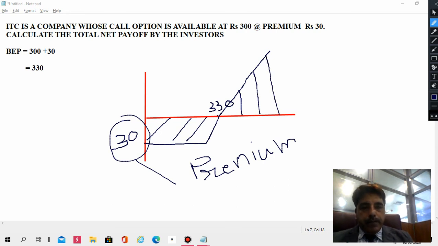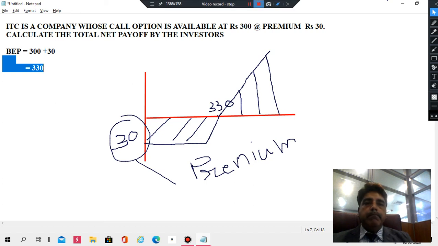This graph about the call option and the put option we will discuss in depth in the second part of the session. After that we will soon discuss the put option, so far as this derivative segment is concerned. We have just mentioned here the points related to the call option. So in the call option, if ITC is a company whose call option is available at 300 at a premium of rupees 30, calculate the total net payoff by the investors, and through the table we have now understood.